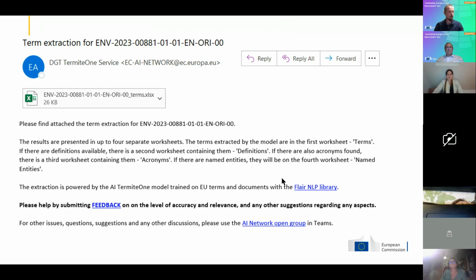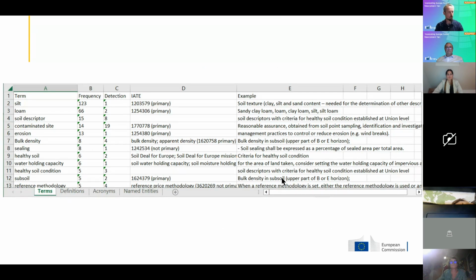And when they open the Excel, it can have up to 4 sheets. So the first one is the terminology extraction per se. And here the individual columns with metadata: frequency is obviously how many times that term is present in the document. Detection means how many times it was considered to be a valid term.